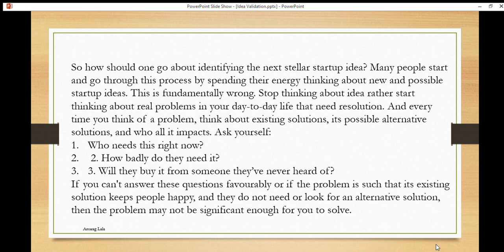So how will you find the problem? You will ask yourself, who needs this right now? Suppose you found something, you have to ask yourself, who needs this right now?